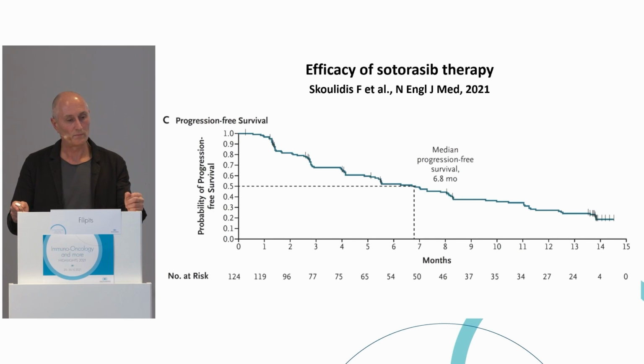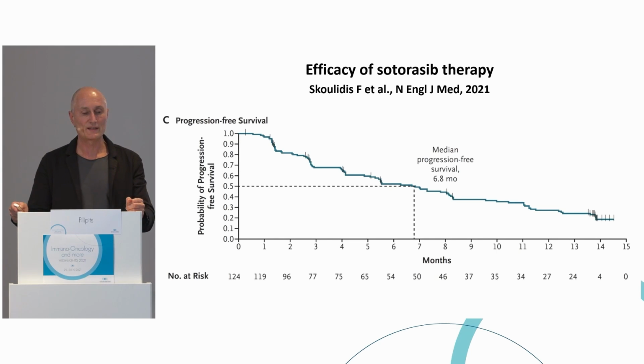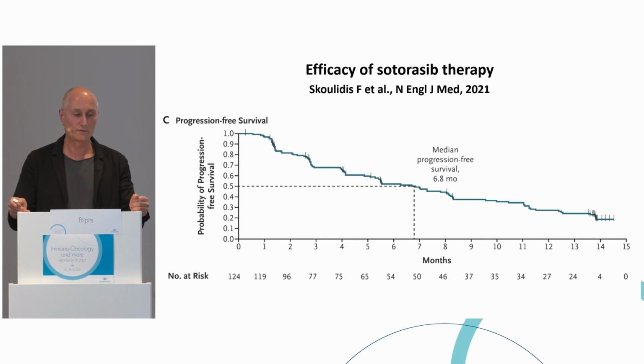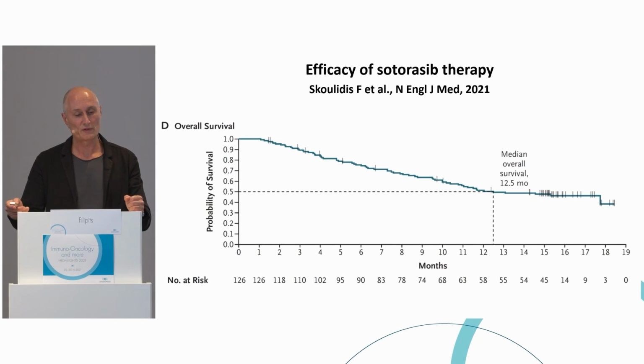This is the PFS data for sotorasib. Median PFS is 6.8 months, which is quite good for this patient population, where I expect a median PFS of 2 months, at least with docetaxel treatment. So a tripling of PFS time, at least in this phase 1/2 trial. We will see whether this will hold true also in the confirming phase 3 trial. Median overall survival is 12.5 months. As I said, for this population, it's pretty good.